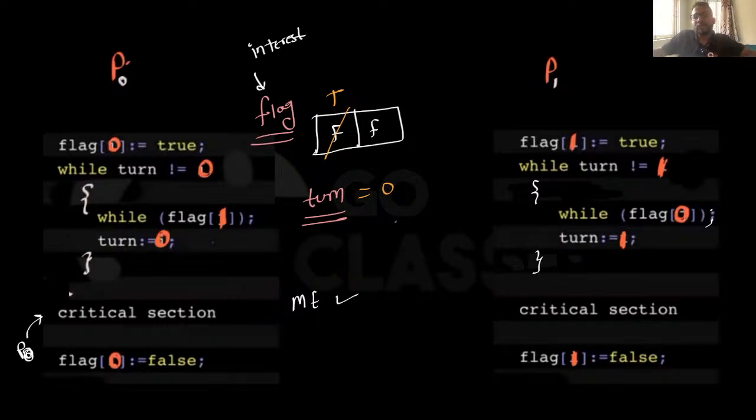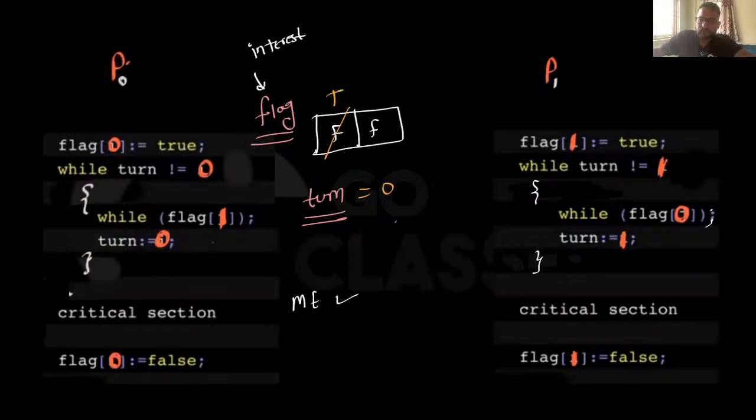Progress means that if two processes are entering at the same time, that's the one thing you need to check. Then it should allow at least one of the processes. And the second thing is, how can you check? Let's suppose in whatever the initial configuration, turn could be 0 or 1, and suppose P0 wants to enter initially.